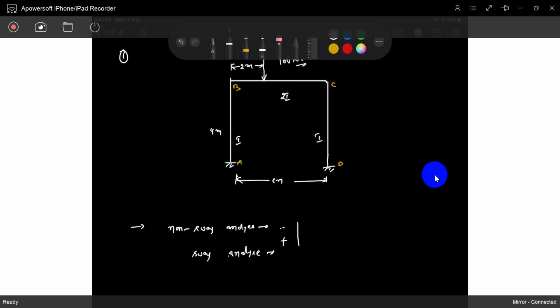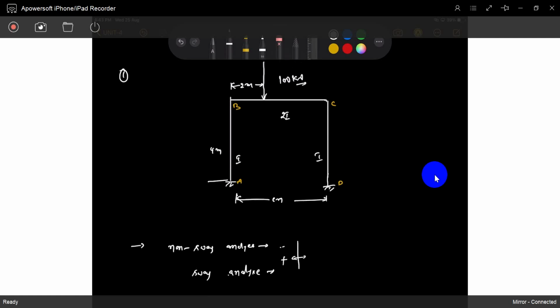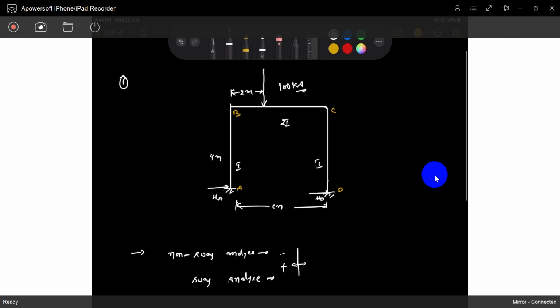We will add both. That's it. So HA plus HD should be equal to 0. Understood? If you do the non-sway analysis and get some value, that means some sway is there. For that sway force, we have to calculate the sway moments. You add both, and you get the final answer. That's it. Now we will see it.